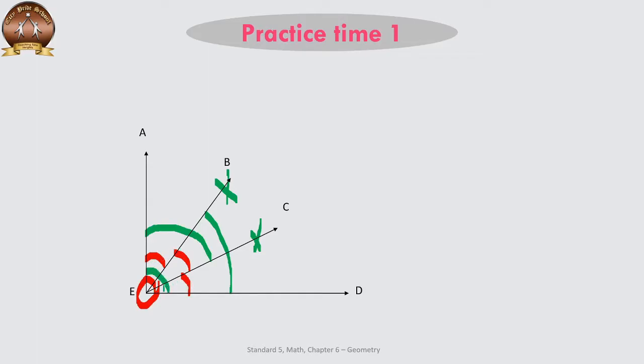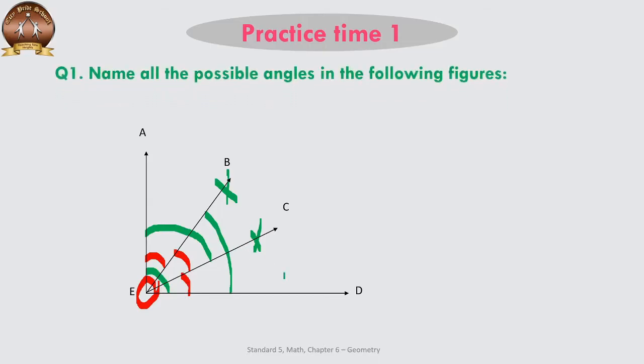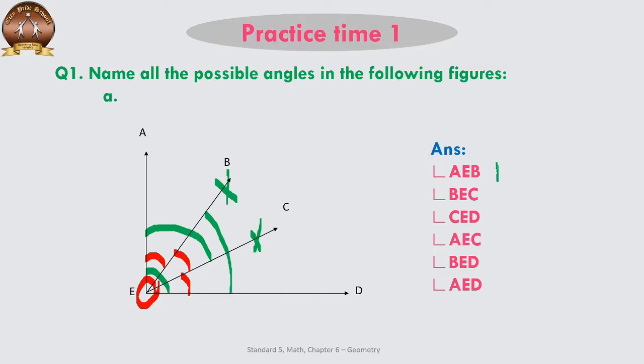1, 2, 3, 4, 5, 6. 6 angles. Let us write their names. All the possible angles in this figure are angle AEB, angle BEC, angle CED, angle AEC, then angle BED, then angle AED. If you name them in the reverse order, BEA, it's the same as AEB. Angle BEA is same as AEB. So you can name from any side of the ray.